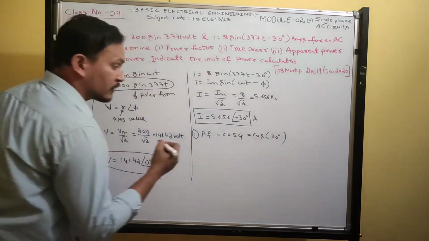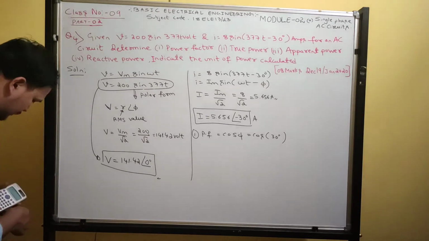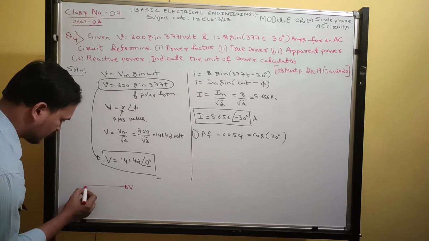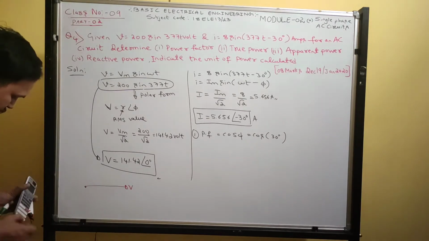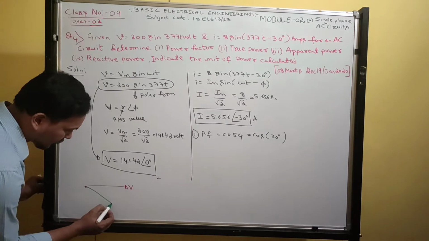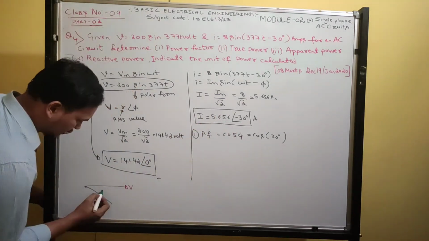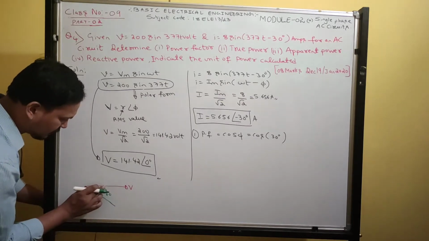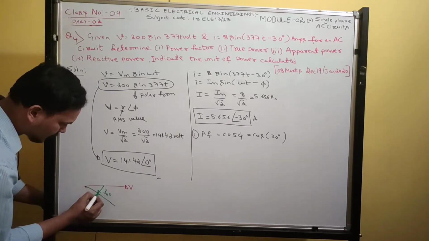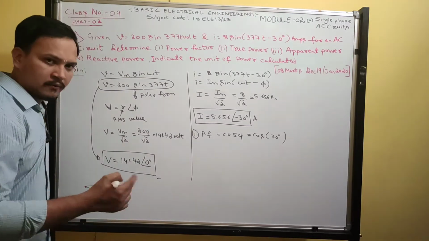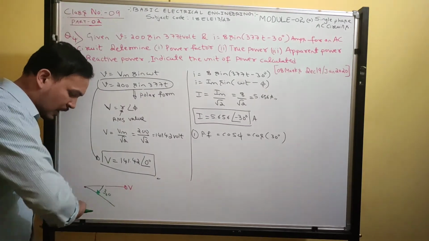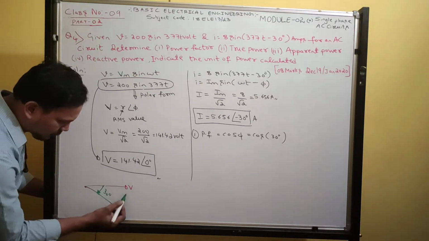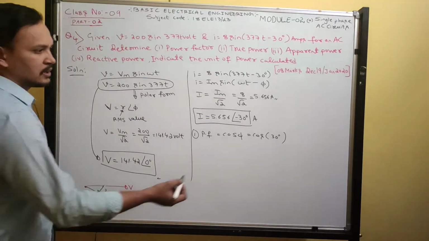Otherwise, you can draw the phasor diagram. What is the reference? The reference is voltage. With respect to voltage, the current lags by how many degrees? The current lags by 30 degrees. Lagging means the angle is measured in the clockwise direction, for negative phase. So the angle between voltage and current is how much? 30 degrees. That you should write here.